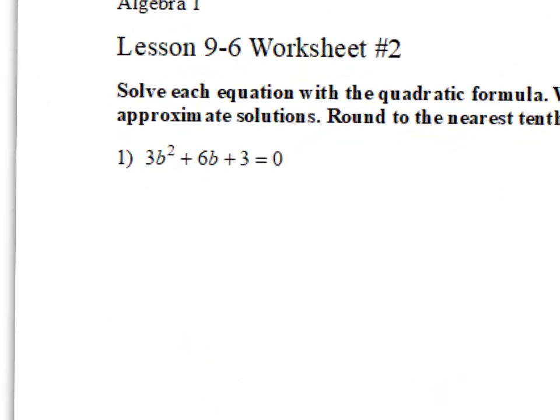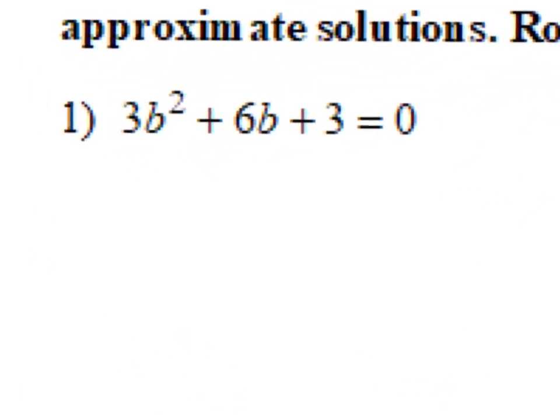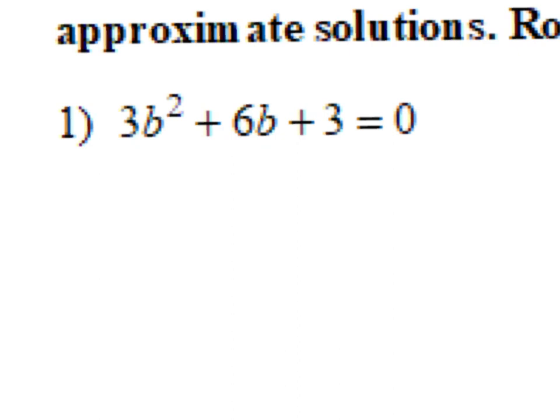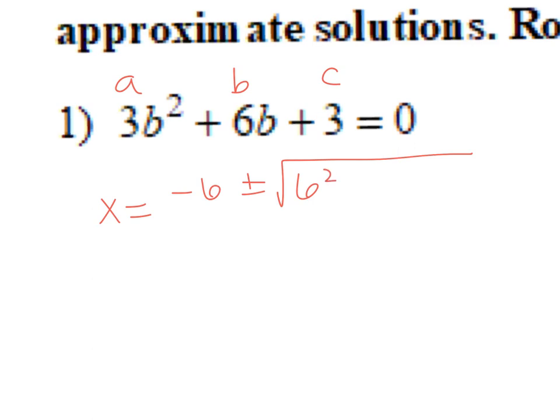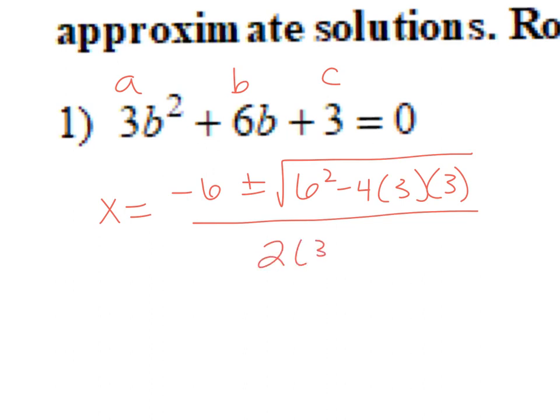Okay, this is a video answer key for lesson 9.6, number 2. On the first one here, we have A, B, and C. A is 3, B is 6, and C is 3. So x equals the opposite of B, so negative 6, plus or minus the square root of B squared, 6 squared, minus 4 times A times C, all divided by 2A.